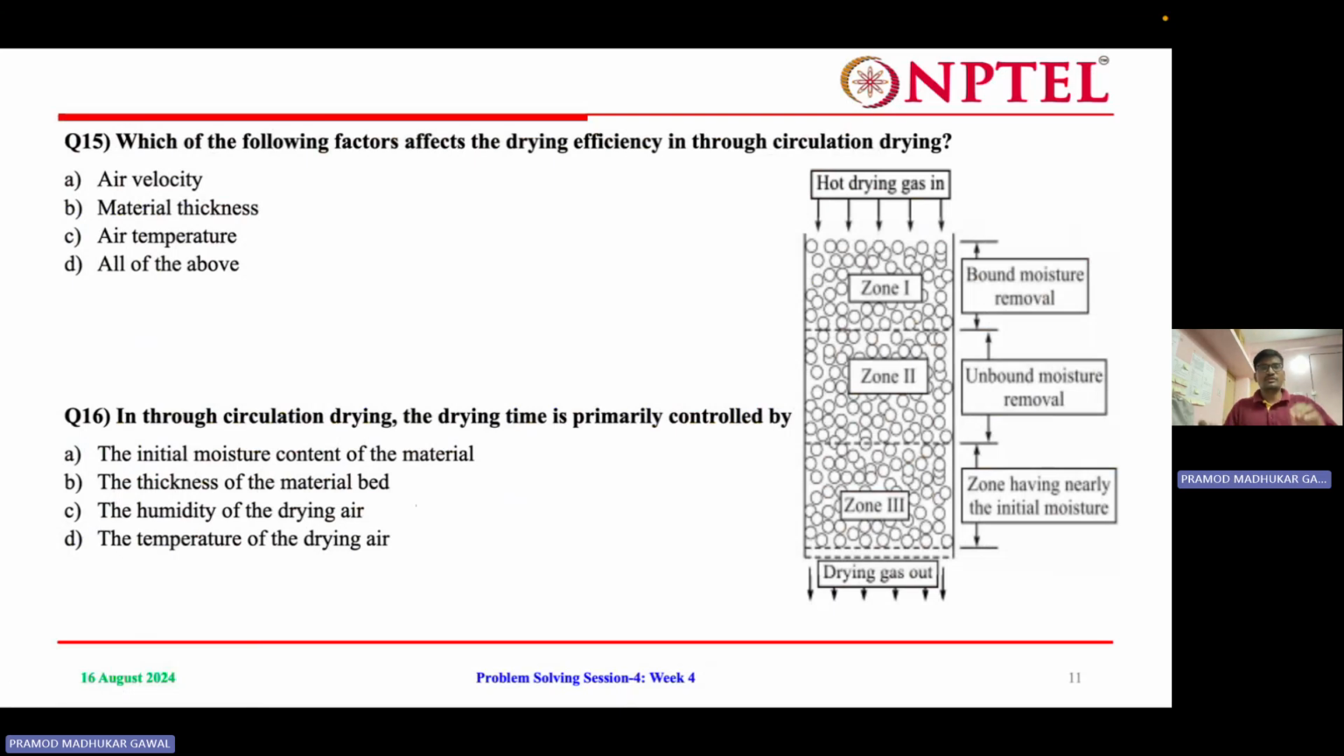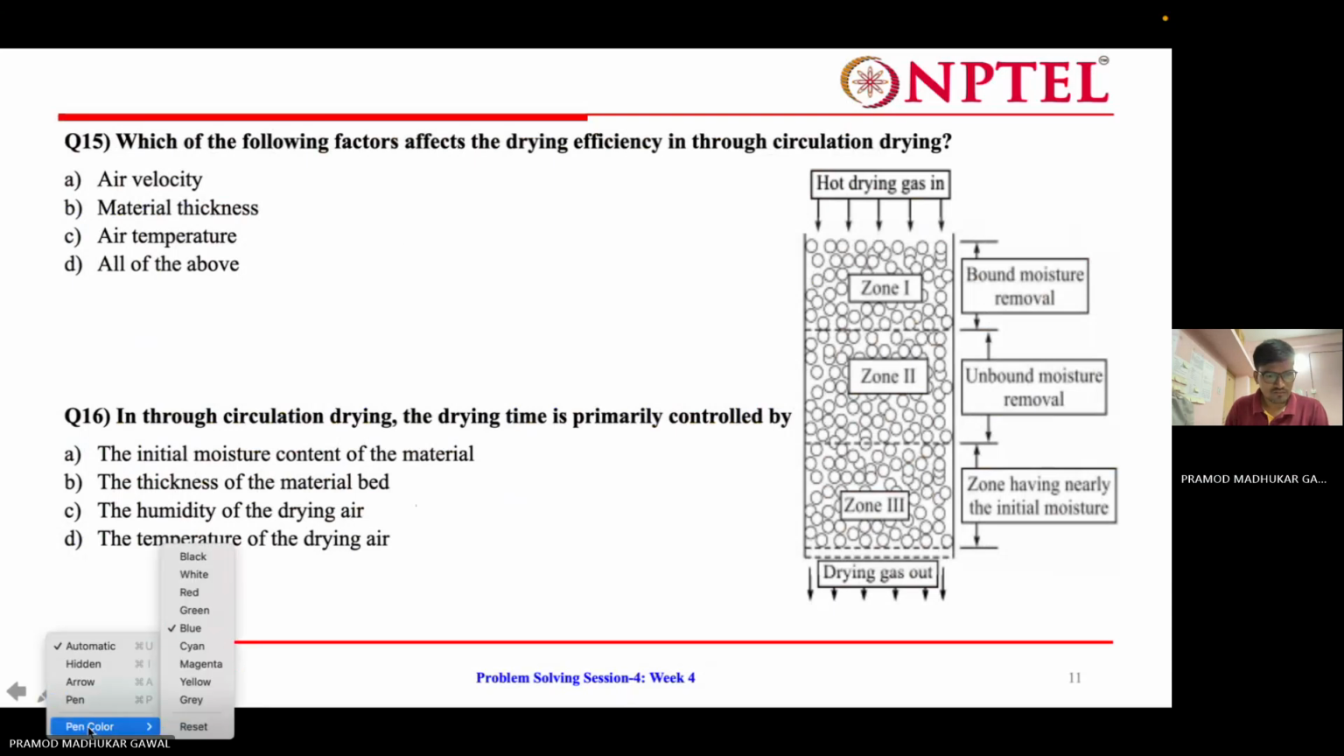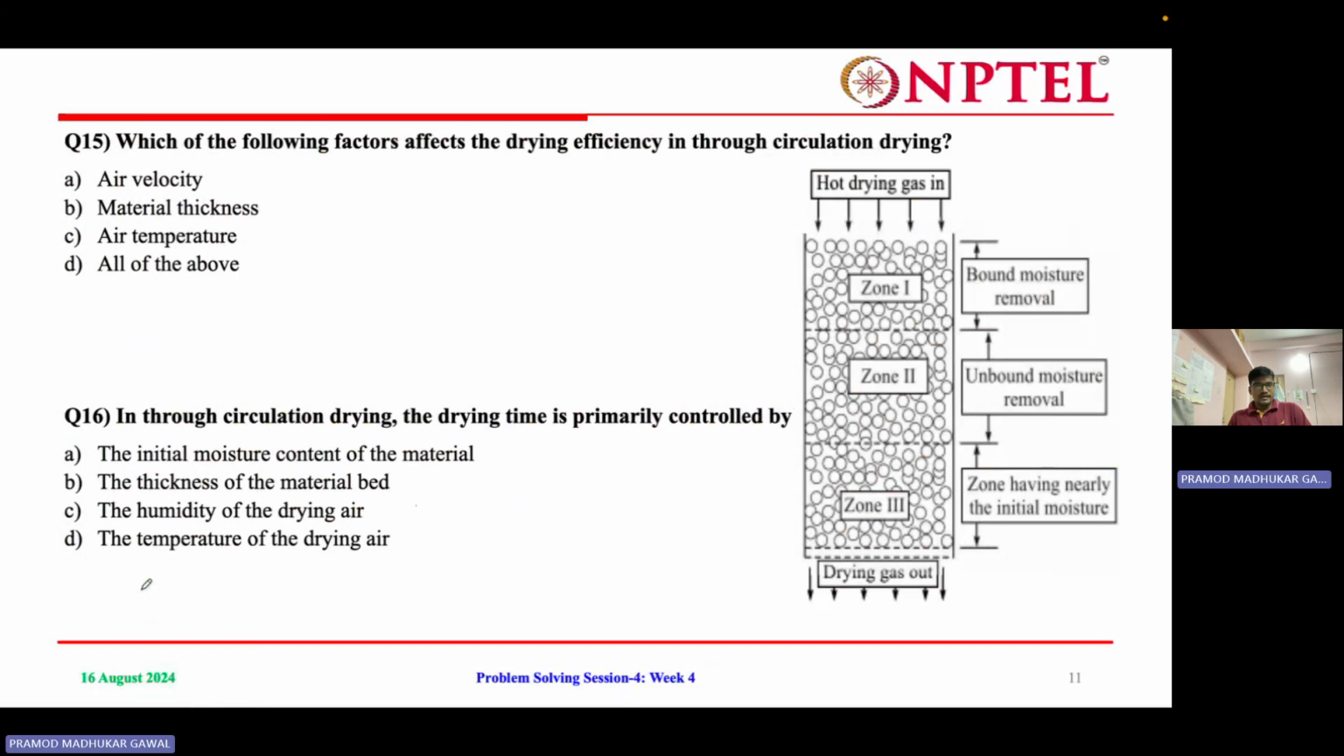Question number 15. Which of the following factors affect the drying efficiency in through circulation drying? The air velocity, material thickness, the air temperature, all the above. It means all the above. If you increase the air velocity, there is an impact on the drying efficiency; material thickness also, air temperature also. So all the factors are important to improve the drying efficiency.